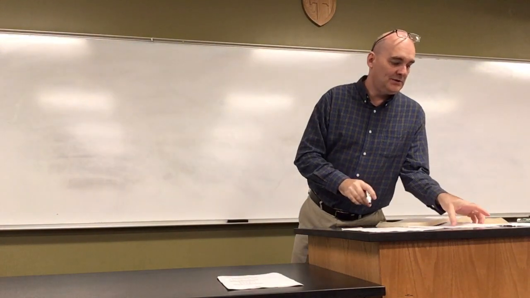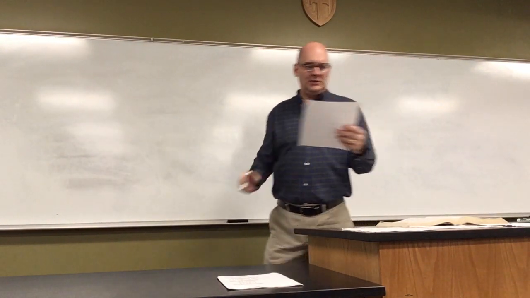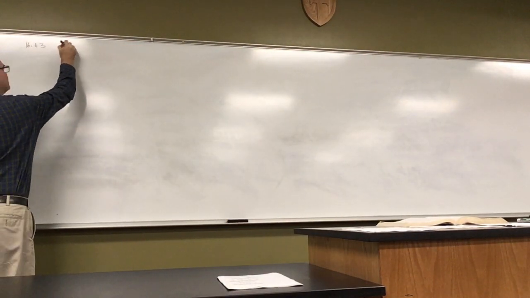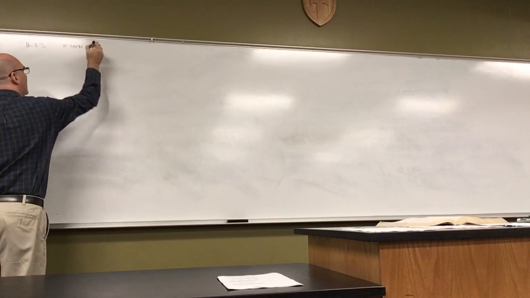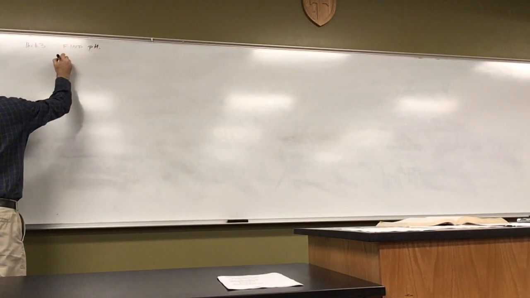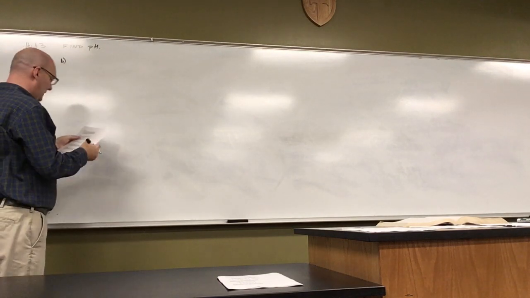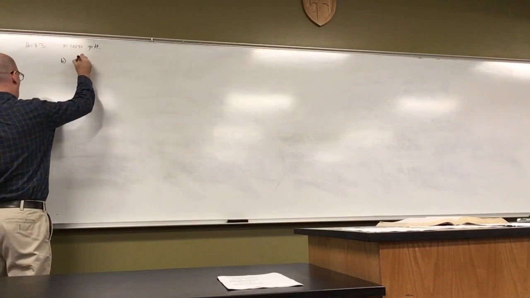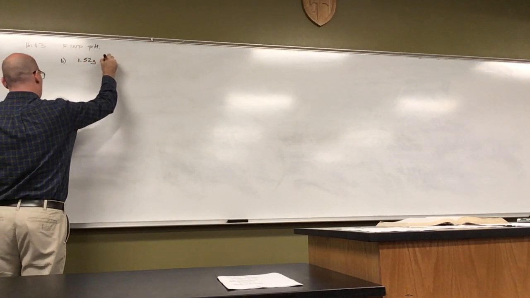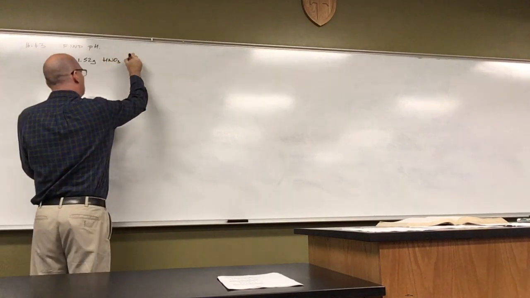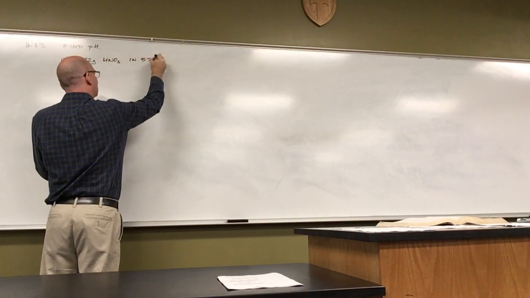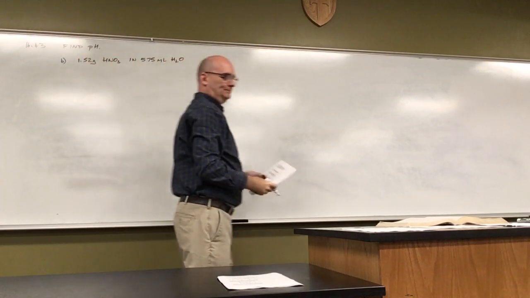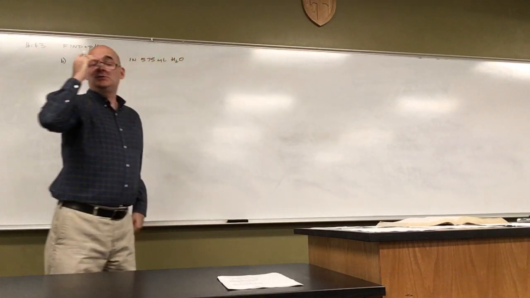This is 1643. All right, find the pH. Let's do part B, and then we'll do part D. I've got 1.52 grams of HNO3 in 575 milliliters of water. Okay, here's what you need to know.